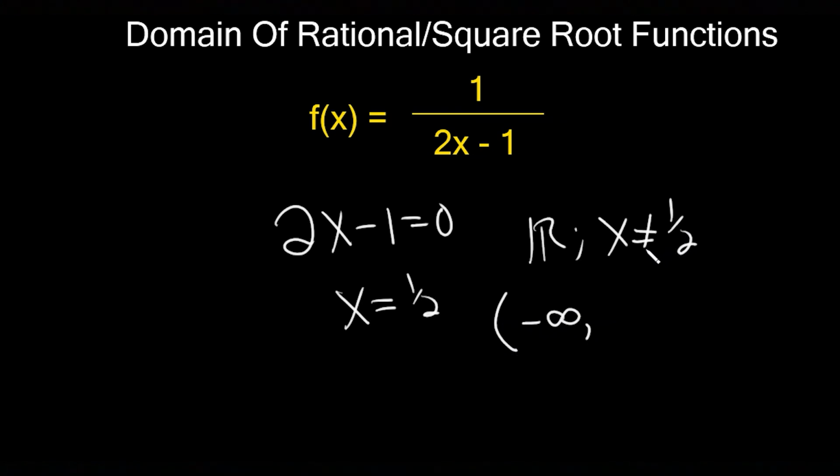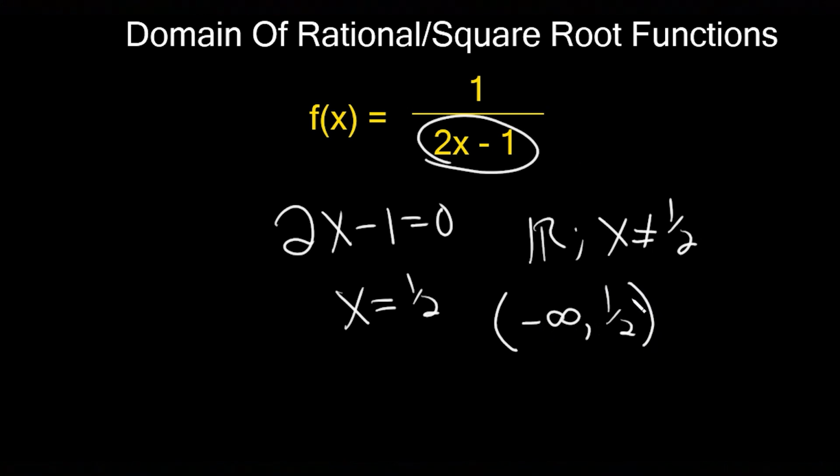Now, can I be on a half? No, I cannot be on a half, because if I am, that will make my denominator 0. So I'm going to put a half here, but if I put a bracket here, that means I can be on it. And I don't want to be on it because that will make it undefined. So just like I did with negative infinity, I'm going to use a parenthesis.